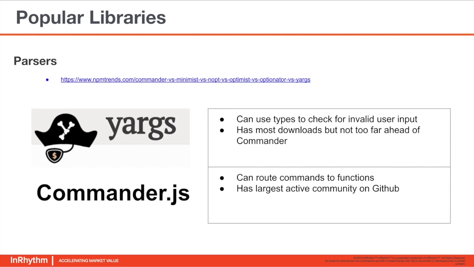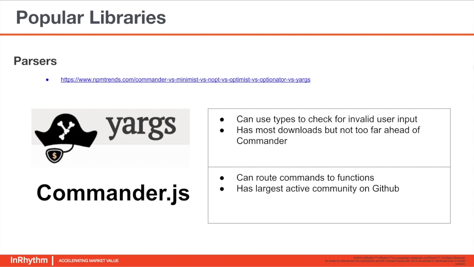Yargs and Commander are two of the most popular libraries for parsing user input. They share a lot of the same features, but they do have their differences. For instance, Yargs is pirate themed, and the developer can also use types to check for invalid user input. Also, Yargs is in first place in terms of downloads, but is not too far ahead of Commander.